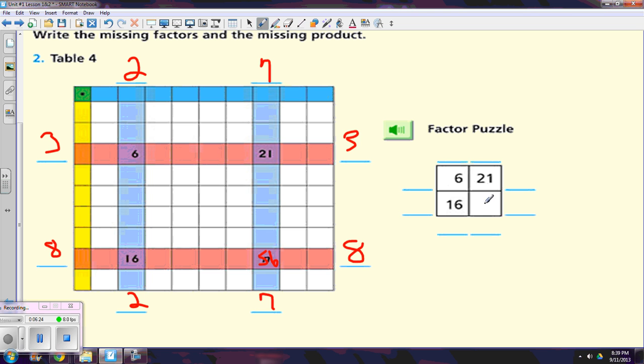So over here you have 3 and 3, 2 and 2, 8 and 8, 7 and 7, and your missing product would be 56. And you completed your second factor puzzle. Let's look at one more example.